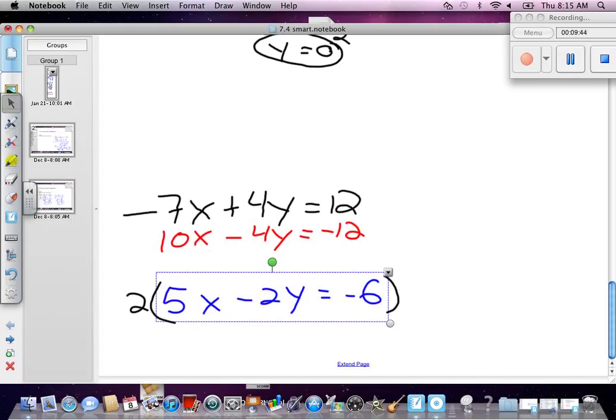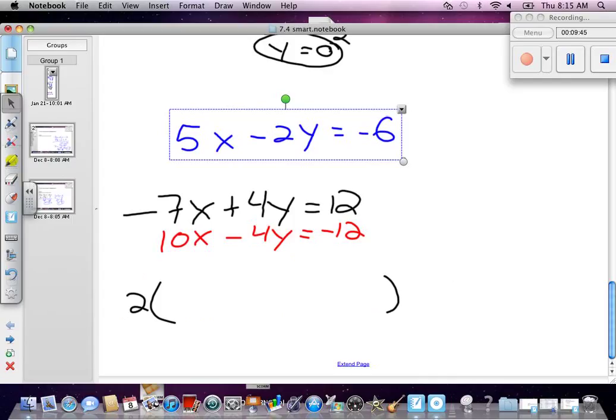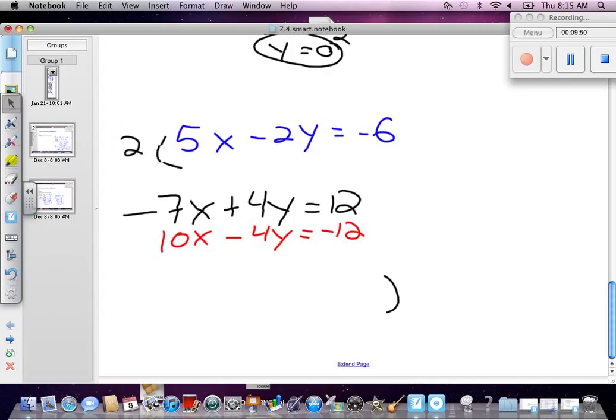Why can't you do a negative 4? Why do you have to do a positive 2? Why do I have to multiply by 2? Because 2 times negative 2 gives me negative 4. If I multiplied it by -4, I would get -8, which wouldn't help me. Does that make sense? Okay, now I'm going to add them straight down.